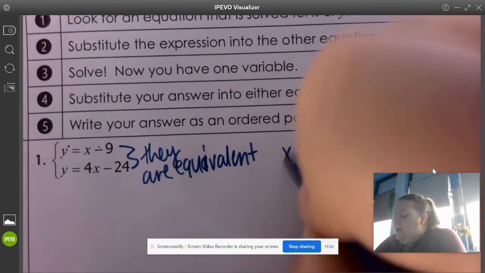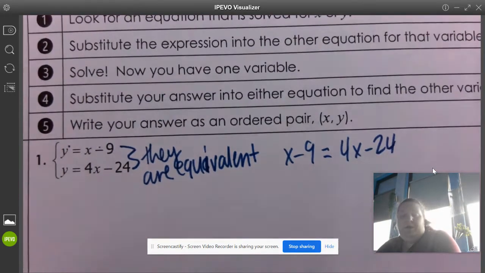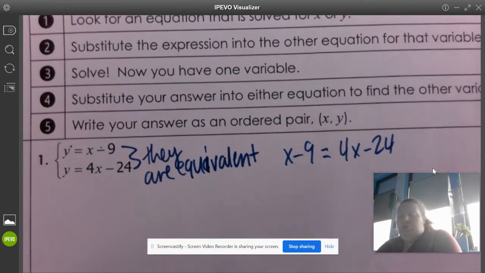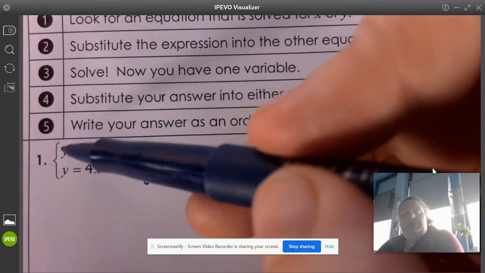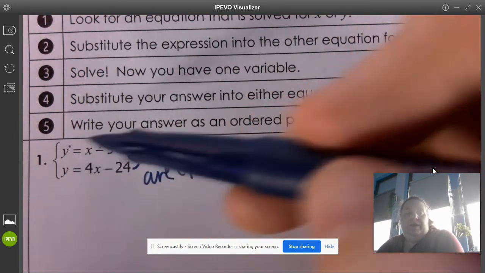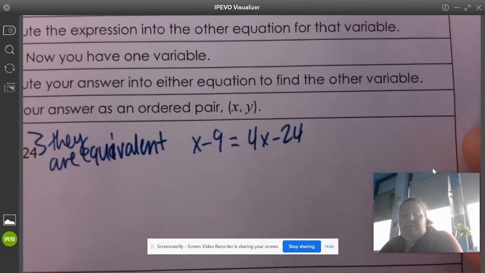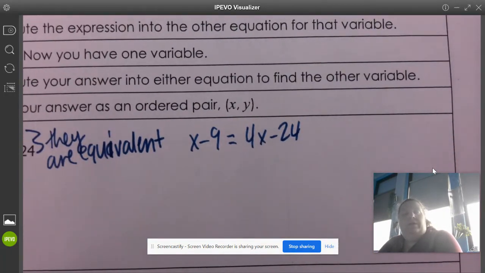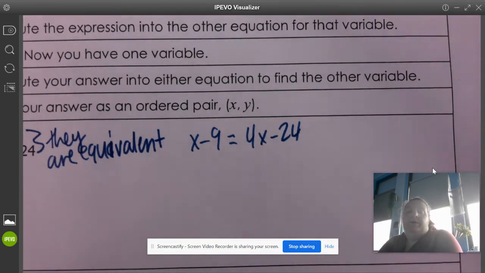Well, if they're both equal to the same variable, that must mean that they are equivalent. So what that means is x minus 9 equals 4x minus 24. So once again, both of these expressions are equal to the same variable. So if they both equal the same variable, then they're both equal to each other. Okay. So now I'm looking at solving equations with variables on both sides, which is something we did work on this year.